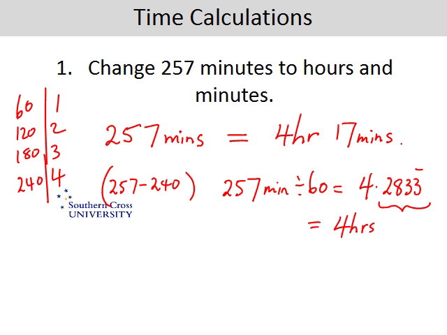So on a calculator what I'd do is, retain that answer, subtract 4 because you've dealt with that, that's 4 hours, and then times what's left by 60, and you get 17, so that will be 17 minutes. So there's two methods, one that you can do in your head fairly straightforward, and the other one that uses your calculator.